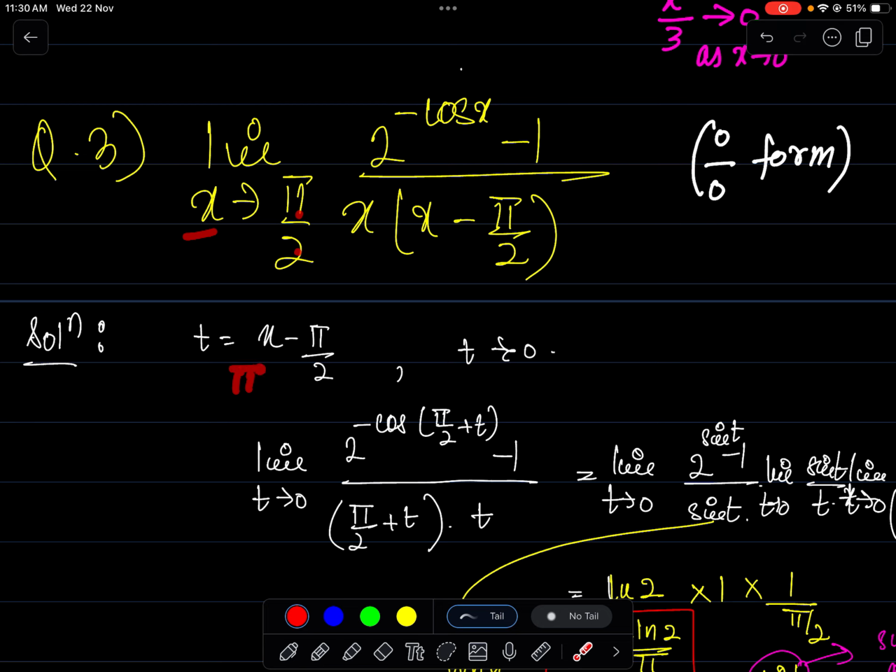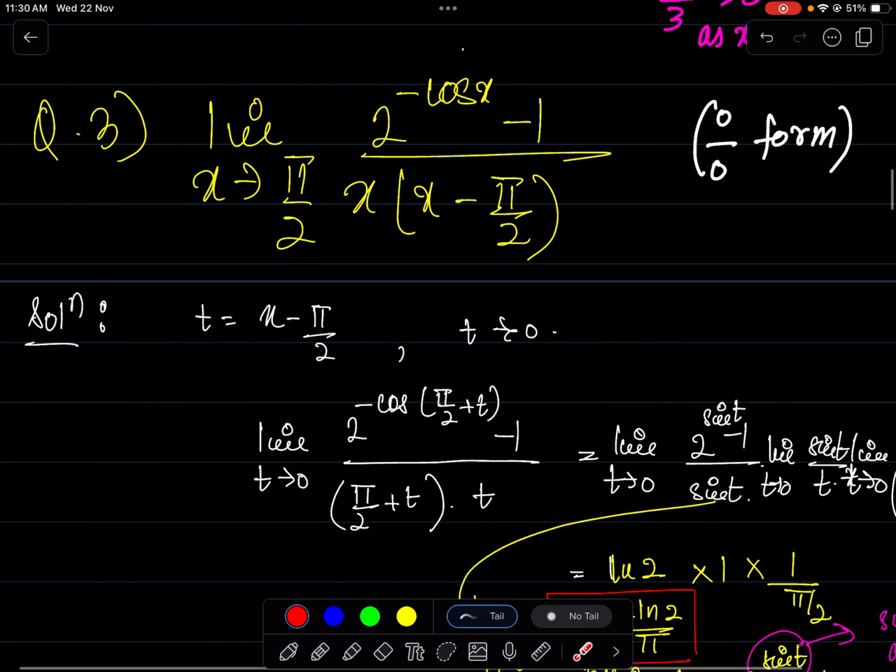You can also take pi by 2 minus x. The answer will still be the same. You don't have to worry about that. Now here I am trying to make the limit t tends to 0. Basically, I am more comfortable when the limit is tending to 0 or to infinity. Now when I take x minus pi by 2 as t, as x tends to pi by 2, x minus pi by 2 tends to 0, that is t tends to 0.